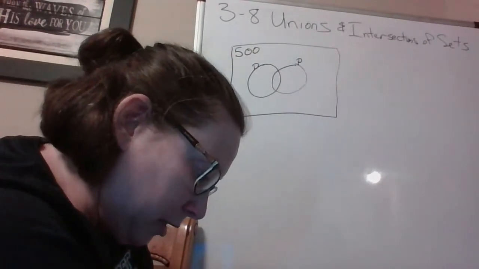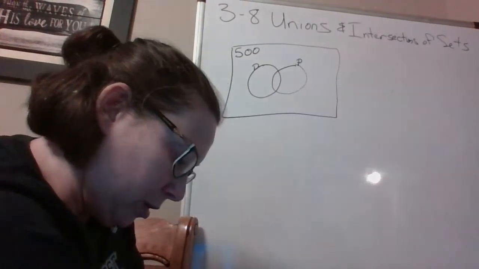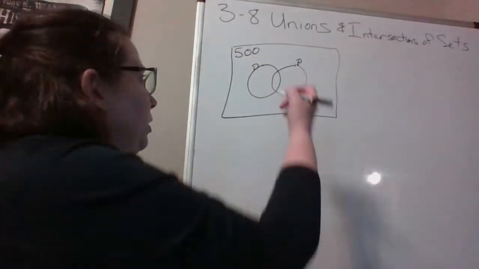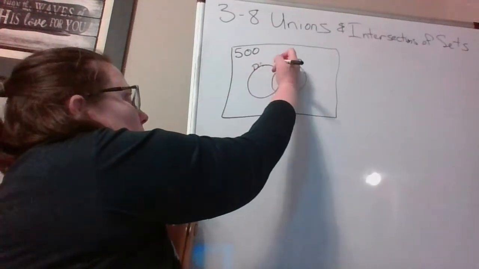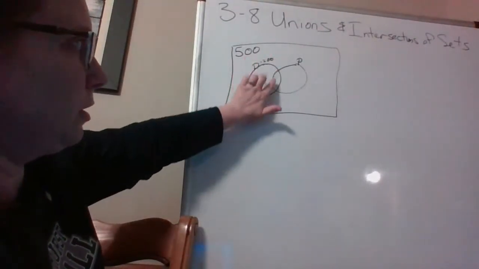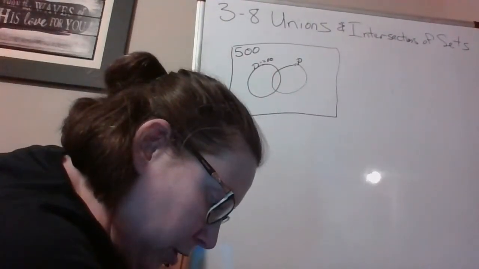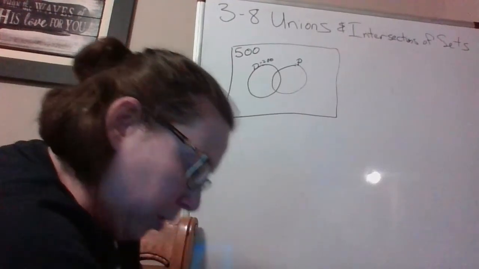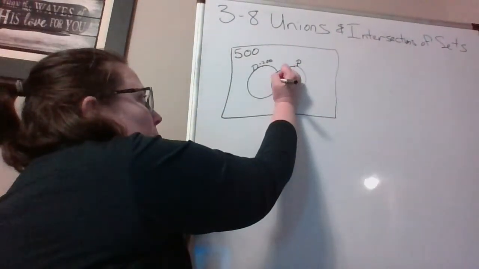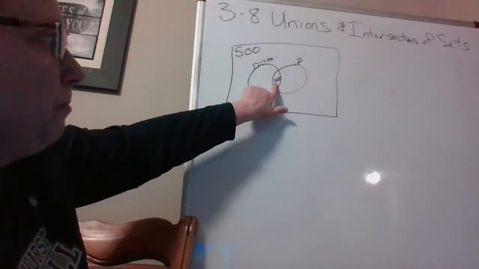And it says that 200 commuters drive to work. So we know that 200 people drive. We don't want to put that in the circle yet though, because it tells us how many people overlap, which is 125 people. So we're going to put the 125 people in the middle here.